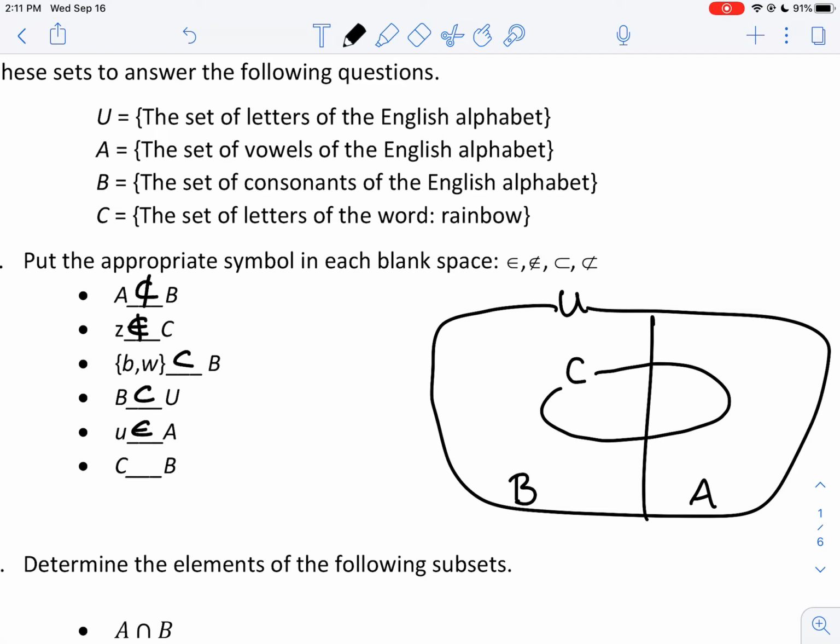And then finally, C and B. Well, look at the relationship over here between C and B. If I were to draw it a different way, it would look something like this. This is B, this is C. Since C is not entirely inside the circle B, because there are some letters, like the letter A, an element of C that's not in B, because A is in rainbow, but A is not a consonant, then we have a non-subset relationship. So we have to put a subset symbol and put a slash through it.